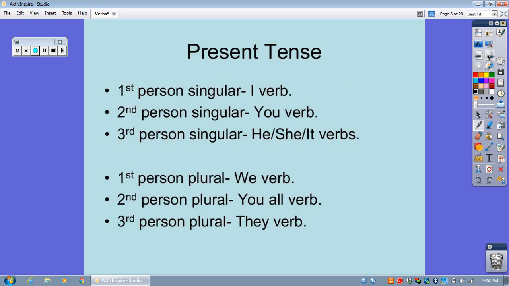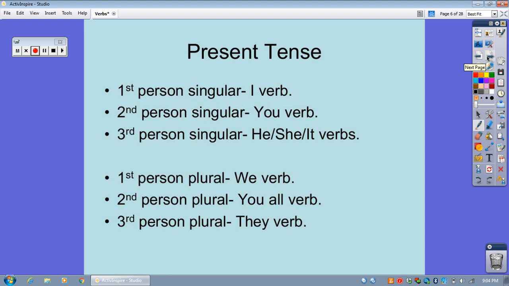So putting that all together, when we're talking about the present tense, if we say a verb is in the first person singular, that means that the subject is I, and then whatever the verb means, right? Second person singular, you verb. Third person singular, he, she, it verbs. And then, of course, we verb, y'all verb, they verb, etc.